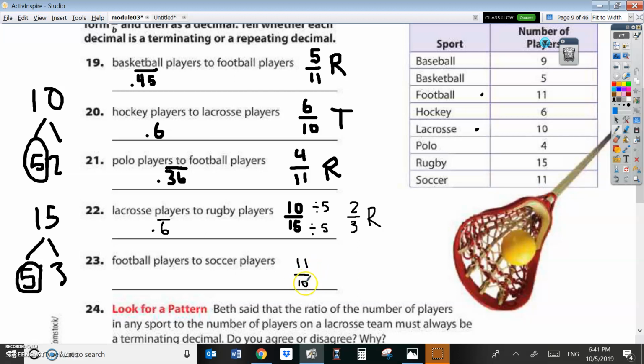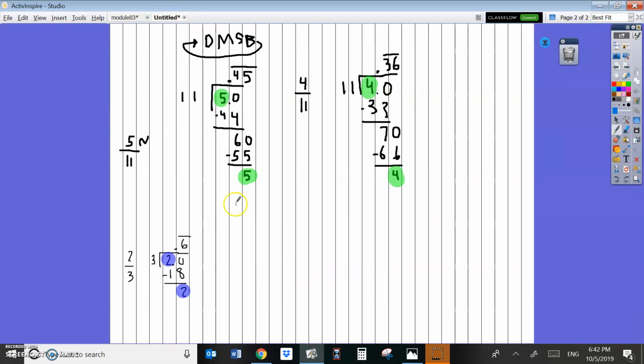Whenever 10 is your denominator, you just shift your decimal place once to the left. Shift it and you get your decimal. So there's 1.1, and that's a terminating decimal. So look at that. 11 over 10. 11 divided by 10. 1, multiply, you get 10. Subtract, you get 1. Bring down a 0. Bring up your decimal, and 1.1.